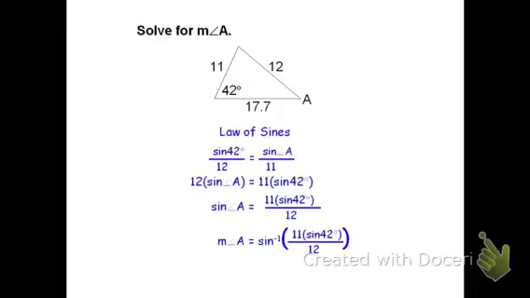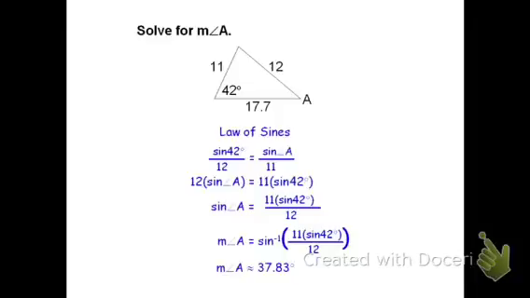So on the calculator, you can either type in inverse sine, 11 sine of 42 degrees, close the parentheses, divided by 12, hit enter and do it all in one step, or you can take the 11 sine of 42 degrees, close the parentheses, divided by 12, figure out what that decimal is, and then just go inverse sine, bring back the answer by going second answer, and hit enter. Either way, you should get the measure of the angle A is about 37.83 degrees.